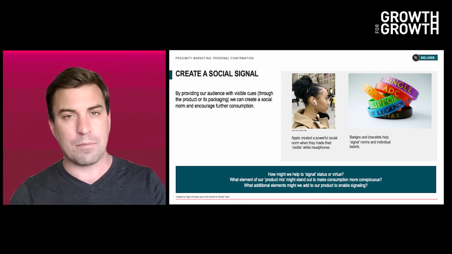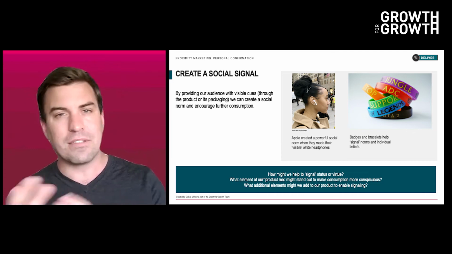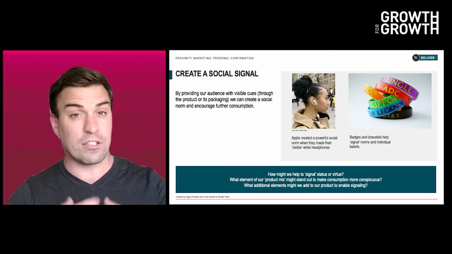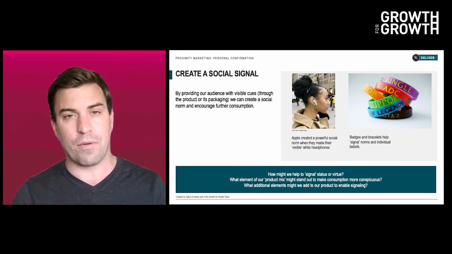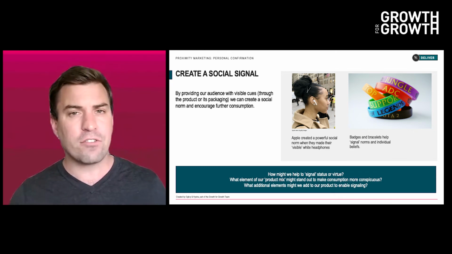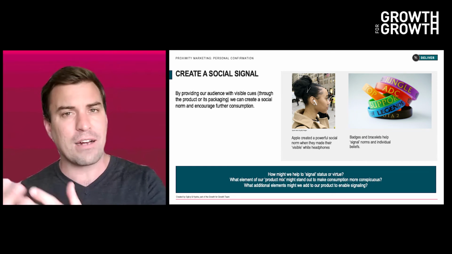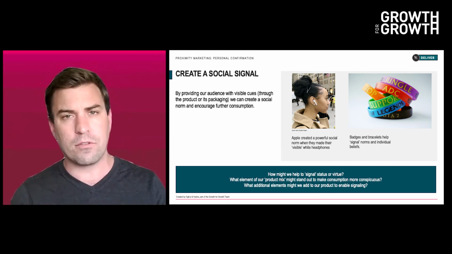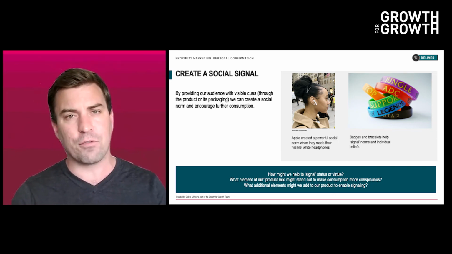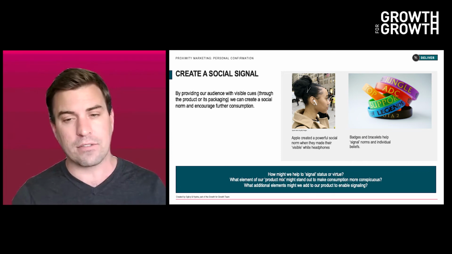Right? We can more clearly see someone's allegiance to a brand because it's quite conspicuous. We can see it in the world around us. And we're heavily social creatures. So if we see other people doing something, we're more likely to want to follow suit. Right? Social norms heavily influence our activities.